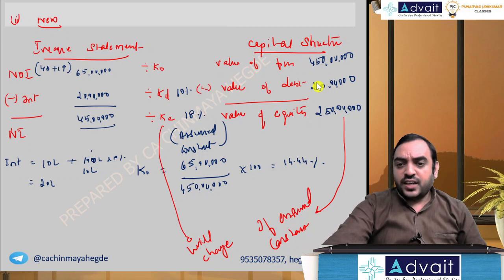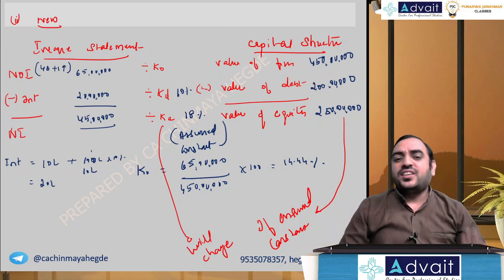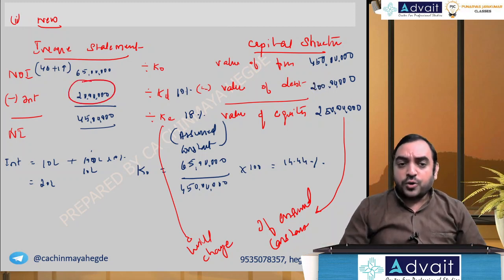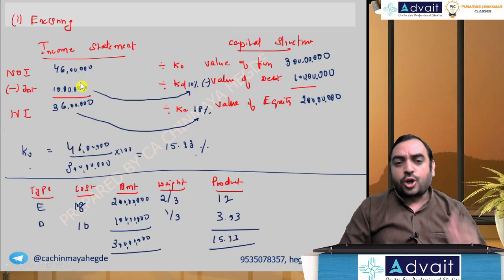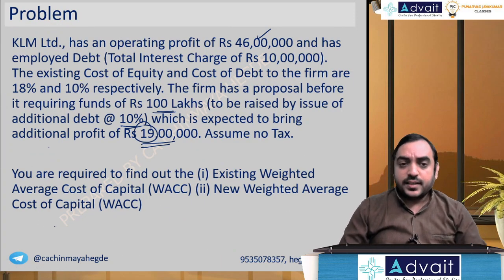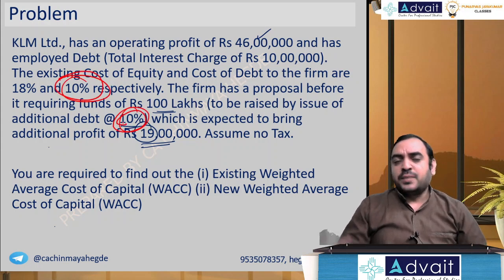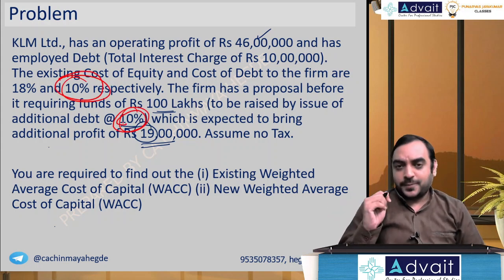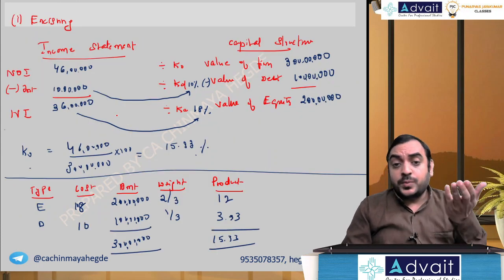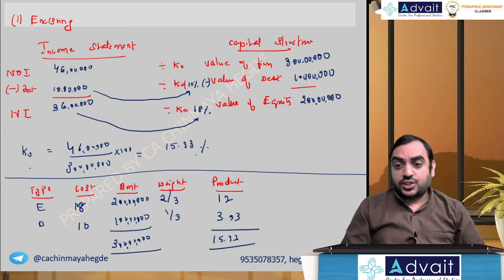Cost of debt will not change. Cost of debt is in percentage terms, meaning the amount of debt is increasing, but the cost of debt is not changing, right? Previously also you had 10%, now also you are taking 10%. So cost of debt is not changing, 10% only. Rate of interest remaining same. If the 10% became 12%, yes, that would have changed. But in this case, it is not.